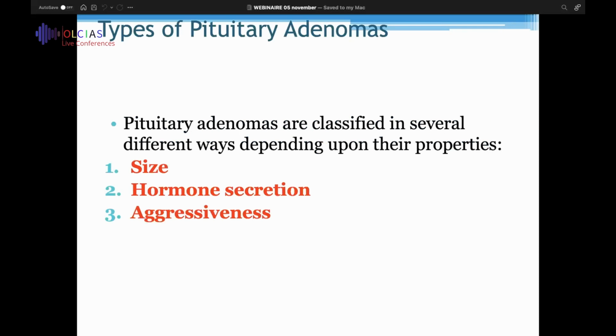We have three kinds or types of pituitary adenoma. These pituitary adenomas are benign tumors and are classified in several different ways according to three criteria, depending upon their property. We have the size, hormone secretion, and aggressiveness. According to the three criteria, we have the microadenoma and the macroadenoma. We have a functional pituitary adenoma and non-functional pituitary adenoma.